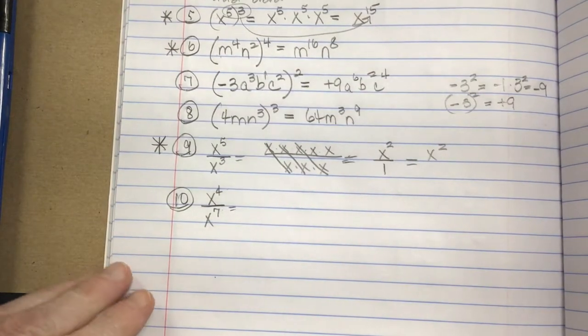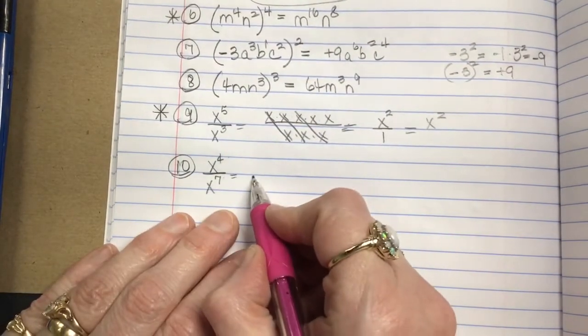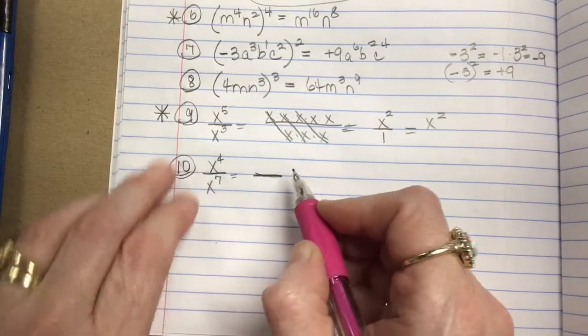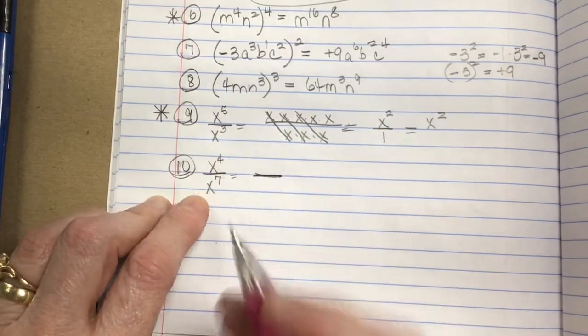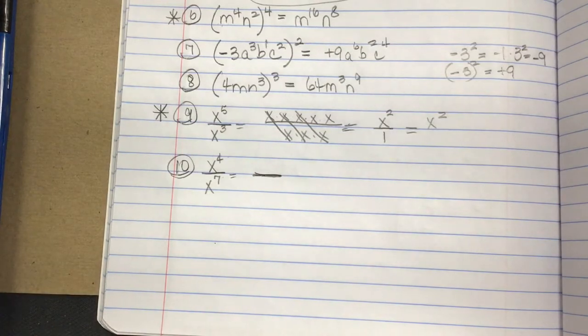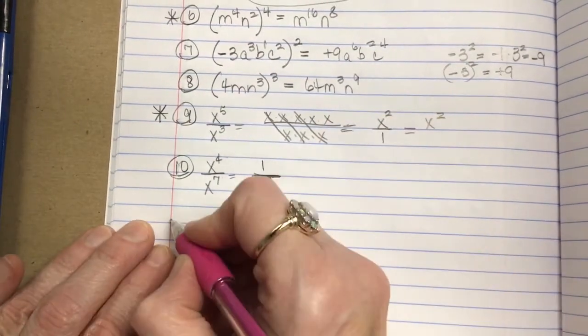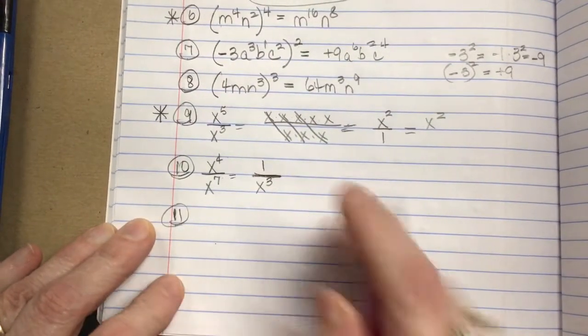It's running slow. So doing the same thing on this one, I'm not going to write them out and mark them out, but let's just talk about it. If you have 4 on top and 7 on the bottom and you start marking them out, how many are you going to have left over? 3. And where are they? On the bottom.